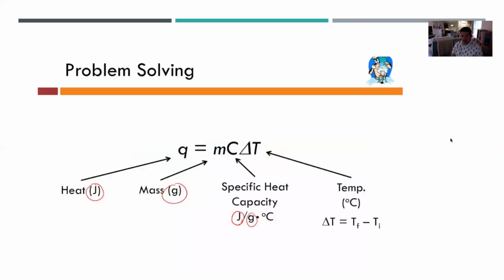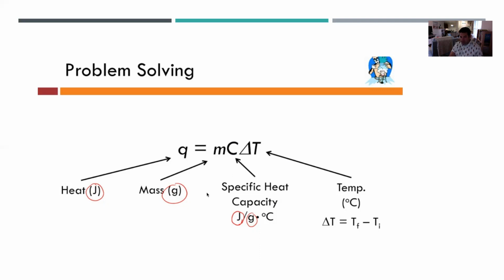Just again for the problem solving, our formula is Q equals mc delta T. Q is in the unit of joules. M is in the unit of grams for mass. Specific heat, C, is in joules over grams times degrees Celsius. And delta T is T final minus T initial in Celsius. We always want to use Celsius. We do not want to use Fahrenheit here.